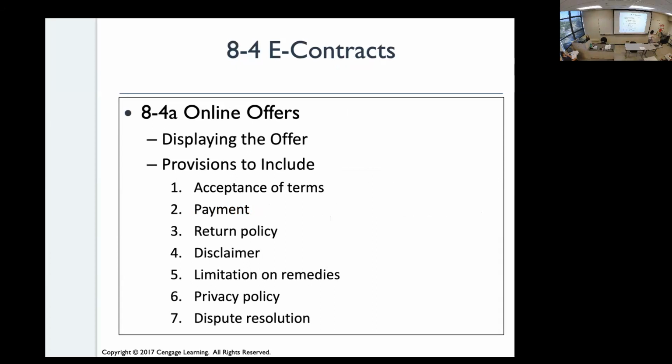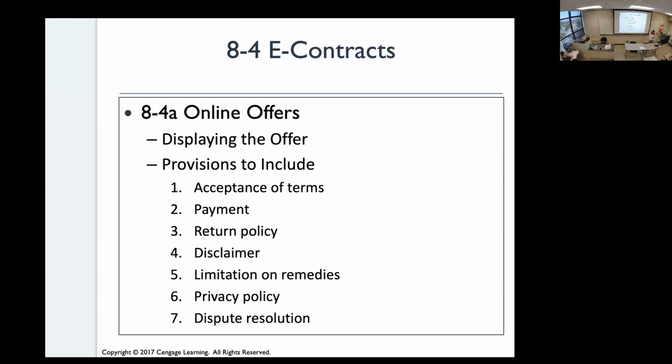E-contracts, online offers: they are displaying the offer online, pretty obvious, right? You read it online, and then provisions include the acceptance of terms, right? By accepting, you agree to all of those terms. Who reads all those terms? A lot of us don't, right?